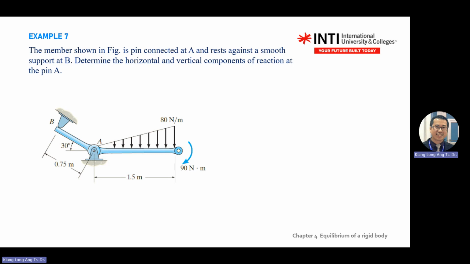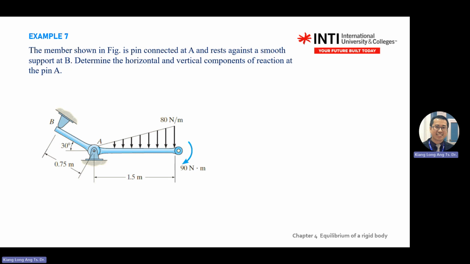There's a moment. There's a distributed load here. Okay. Label A, B. There's a pin here. Okay, before you solve for the external force first. Moment you have already. This one, distributed load, convert distributed load into concentrated load.